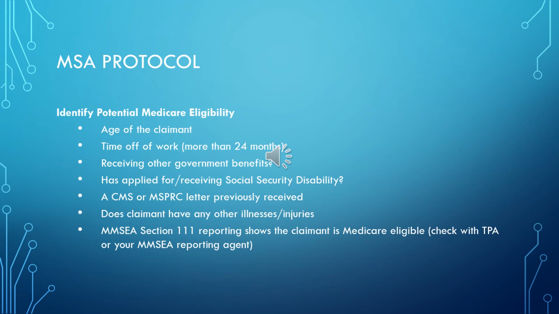You may also look in the file and find an old Medicare letter from CMS, or a letter labeled MSPRC, which is a recovery letter in the file. That would indicate that this injured employee is in fact Medicare eligible. It's important to know whether the injured worker has any other illnesses or injuries.